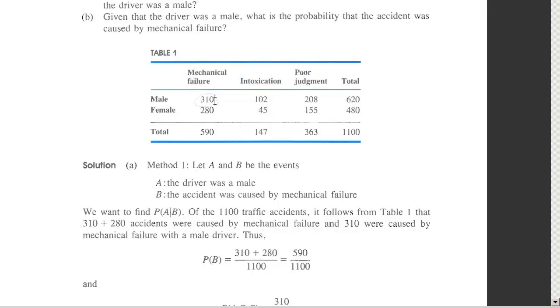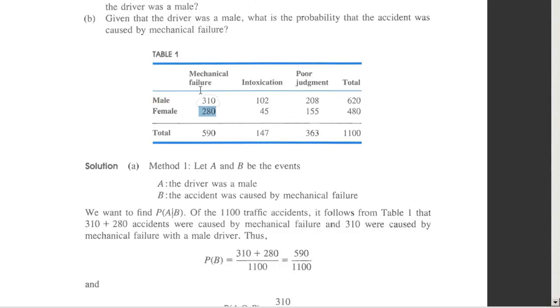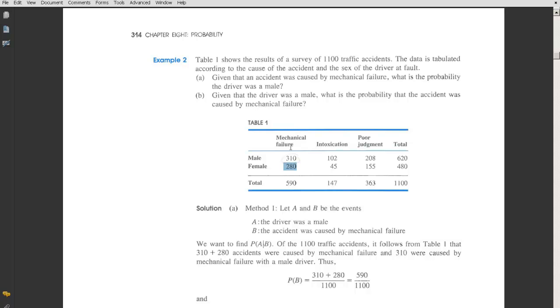So what does this number mean? It means that there were 310 cases out of the 1,100 cases where the cause of the accident was mechanical failure and it was a male who was driving. There were also 280 cases where the cause was mechanical failure and a female was the driver. Now we can also ask, for example, how many mechanical failure cases were there? Well, there were 310 cases male, 280 cases female, so the total was 590.